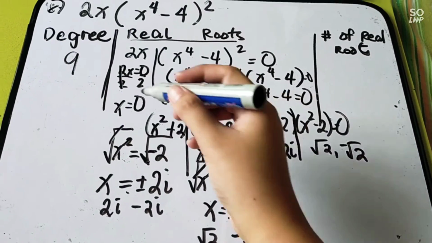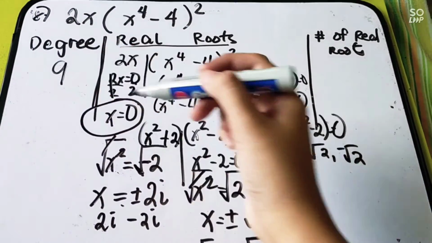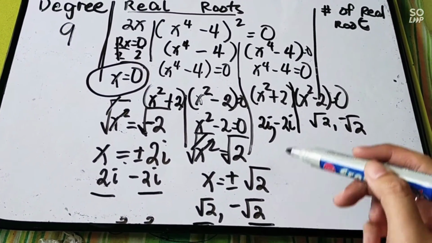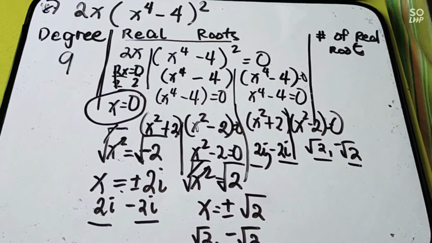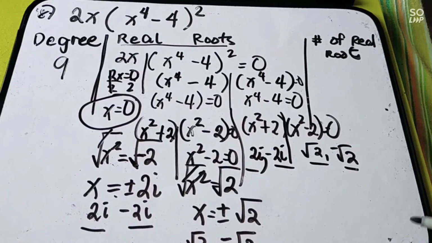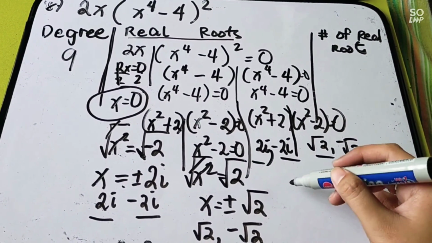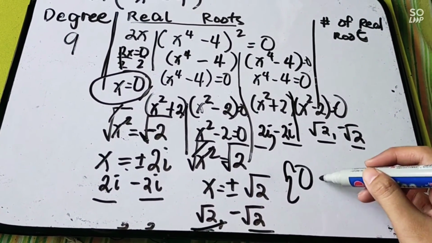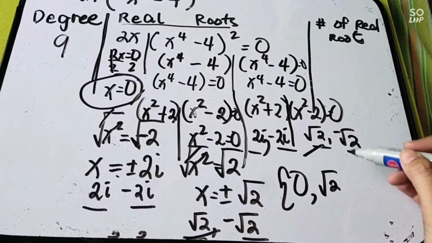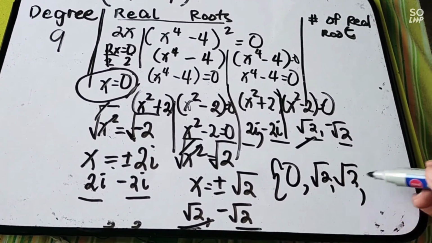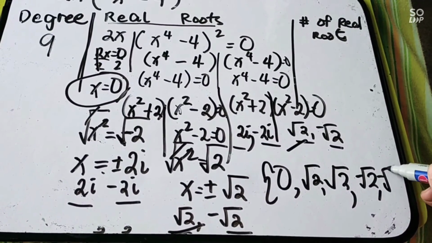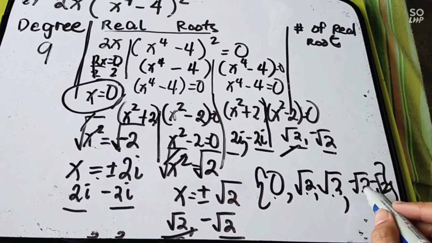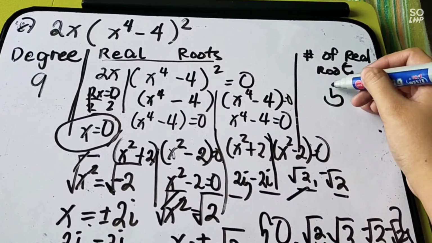Ngayon, bilangin natin ang real roots. Ang roots niya, degree 9, di ba? So, kailangan 9 to. 1, 2, 3, 4, 5, 6, 7, 8, 9. Tama. 9 ang lumabas. Pero, the number of real roots should be, ito lang. We have 0. We have square root of 2. We have square root of 2. We have negative square root of 2 and negative square root of 2. That is the real roots. So, ilan yon? 1, 2, 3, 4, 5. So, the real roots is only 5.